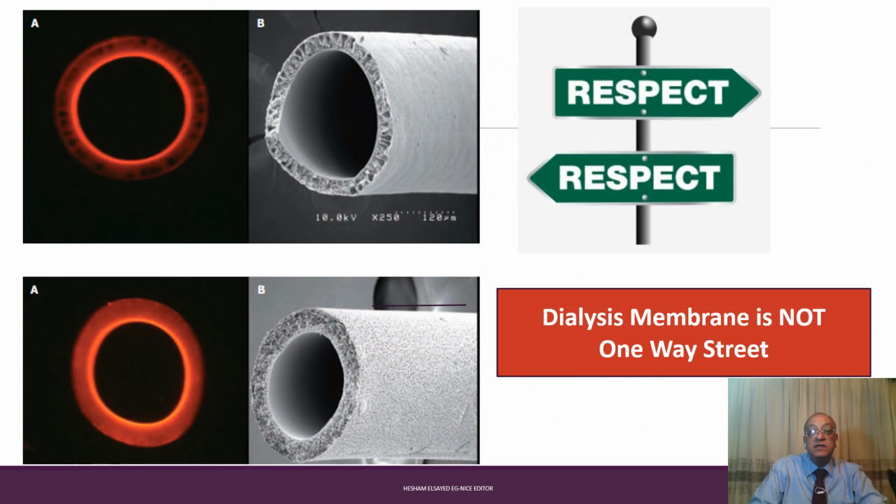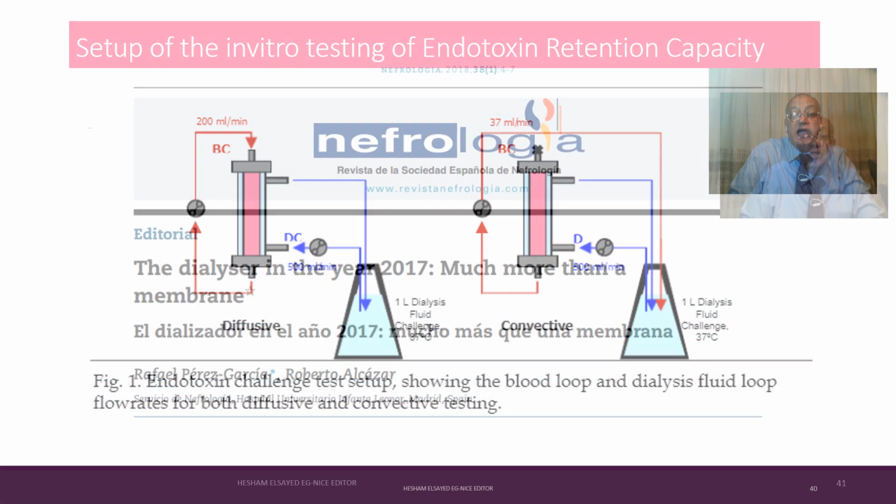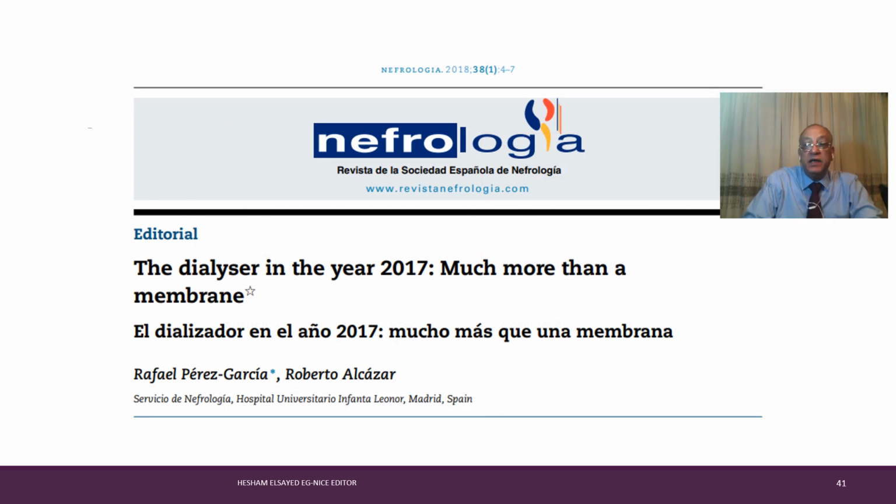Any endotoxins coming from the dialysate side should be prevented from getting into the blood by the effect of the dialysis membrane wall. And you can induce that by different techniques. We can use that in vitro as well as in vivo performance.